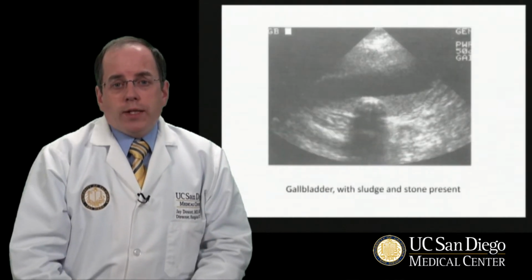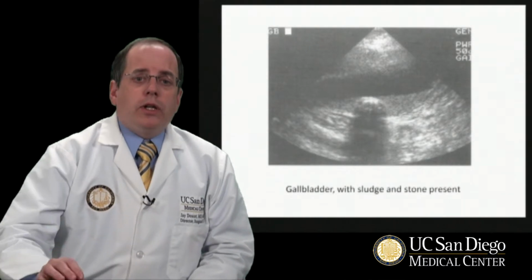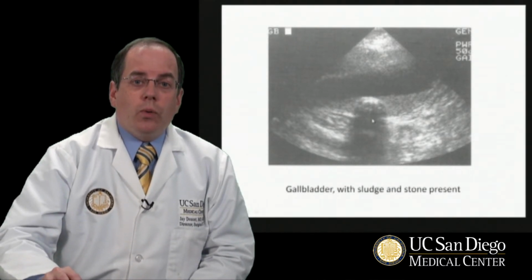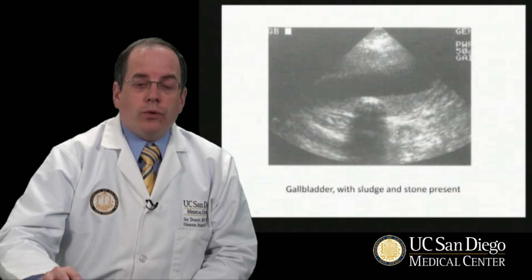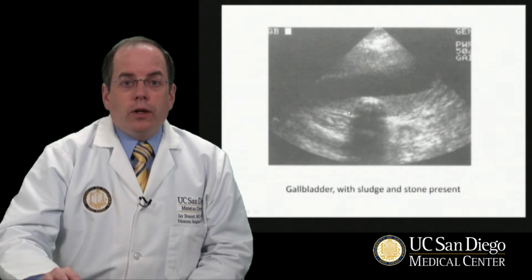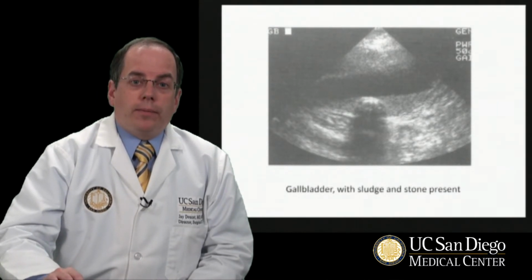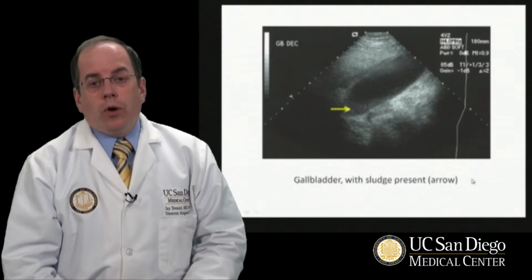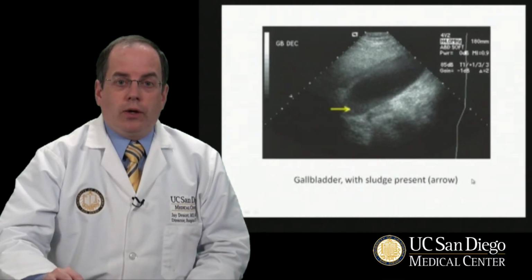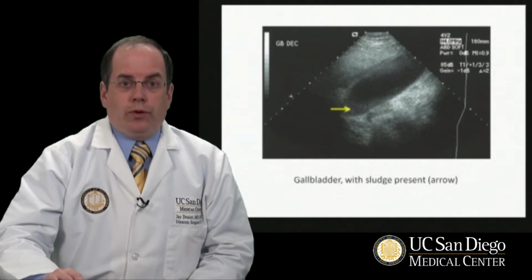Here's a patient who has both a stone and gallbladder sludge. The stone reflects sounds quite brightly here with a lot of shadowing behind the actual stone. In addition, we can see dark bile here with some sludging dependent within the gallbladder. Here's another picture of a gallbladder with sludge present, and you can see the layering of sludge in the gallbladder. No stone is visible in this picture though.